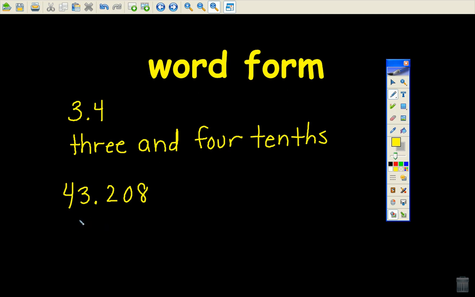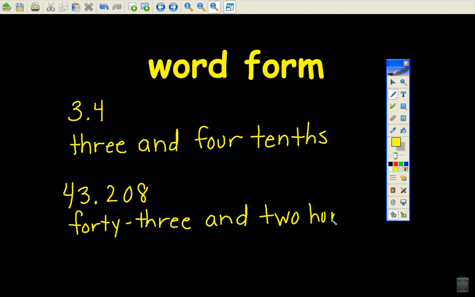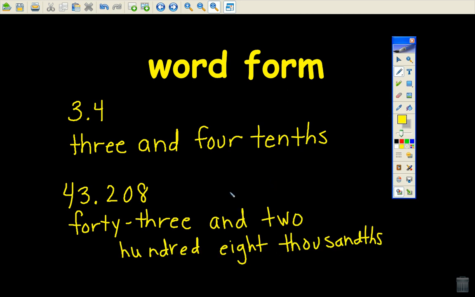Now that you've tried doing this, I'm going to go ahead and show you what it would look like. 43 is our whole number. I see the decimal, so that would be and. I'll look at the entire number behind it. It's 208. So I'm going to go ahead and write 208. And then what place does this number finish up at? The thousandths. So that is word form.